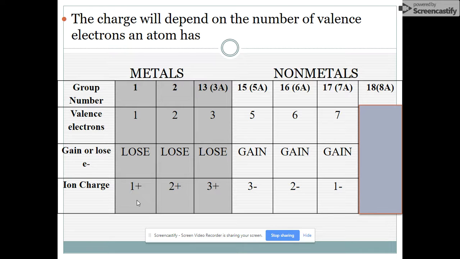And we've mentioned the noble gases and how they just kind of chill because they already have 8. So this is a typo. They don't actually gain. They don't actually lose. They don't do anything. They just stay where they are because they've already satisfied the octet rule.